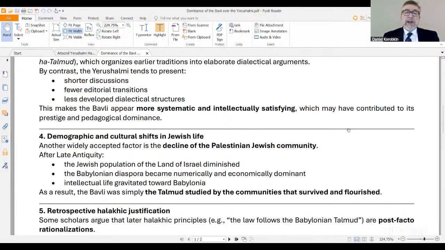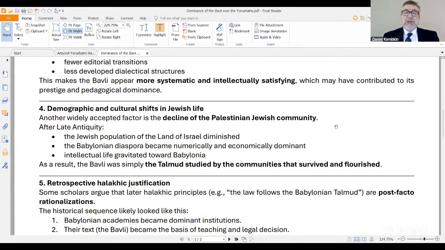Number 4, demographic and cultural shifts in Jewish life. Another widely accepted factor is the decline of the Palestinian Jewish community. After late antiquity, the Jewish population of the land of Israel diminished. So this is also brought by the Art Scroll. The Babylonian diaspora became numerically and economically dominant. Intellectual life gravitated towards Babylonia. As a result, the Bavli was simply the Talmud studied by the communities that survived and flourished.